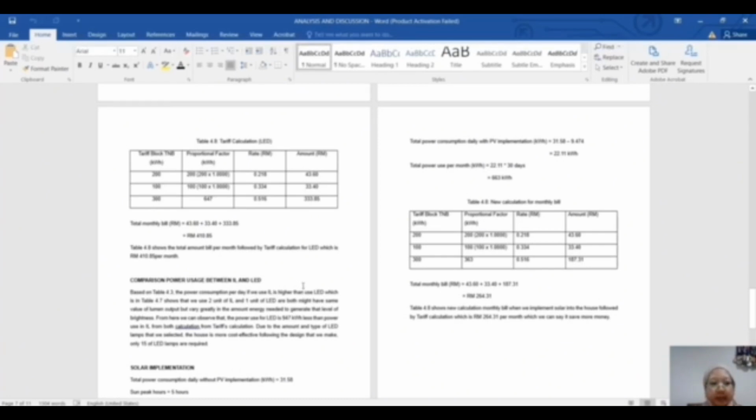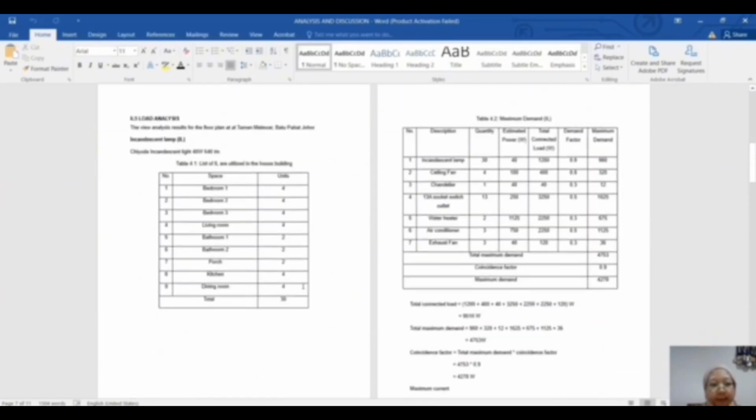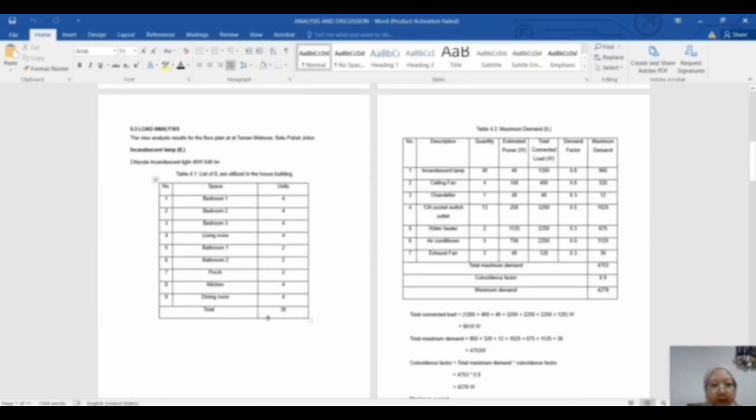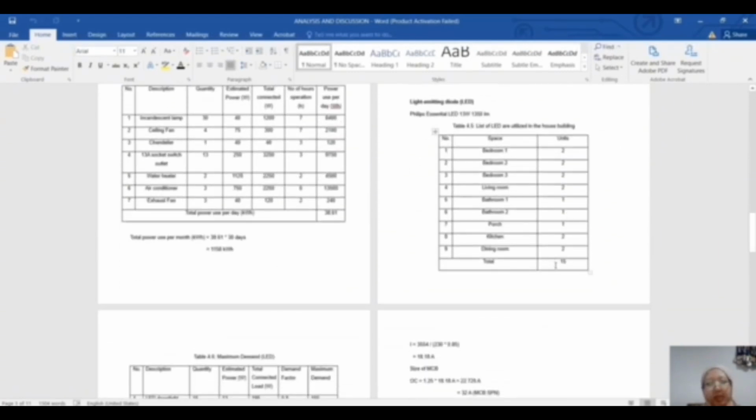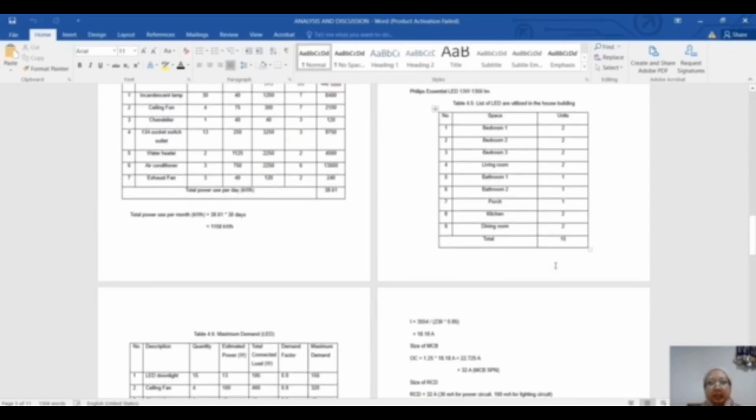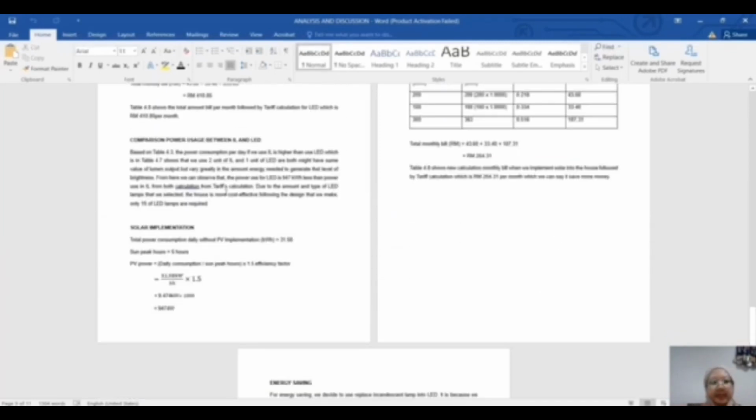So the comparison is the power consumption per day if we use IL is higher than if we use LED, because we can see here the total unit of IL is 30 and the total unit of LED is 50, which means the IL is 2 times higher than LED, but the value of lumen is slightly the same. We can observe that the power used for LED is 947 kWh, less than the power used in IL. So due to the amount and type of LED that we selected, the house is more cost effective following the design that we made. Only 15 LED lamps are required.